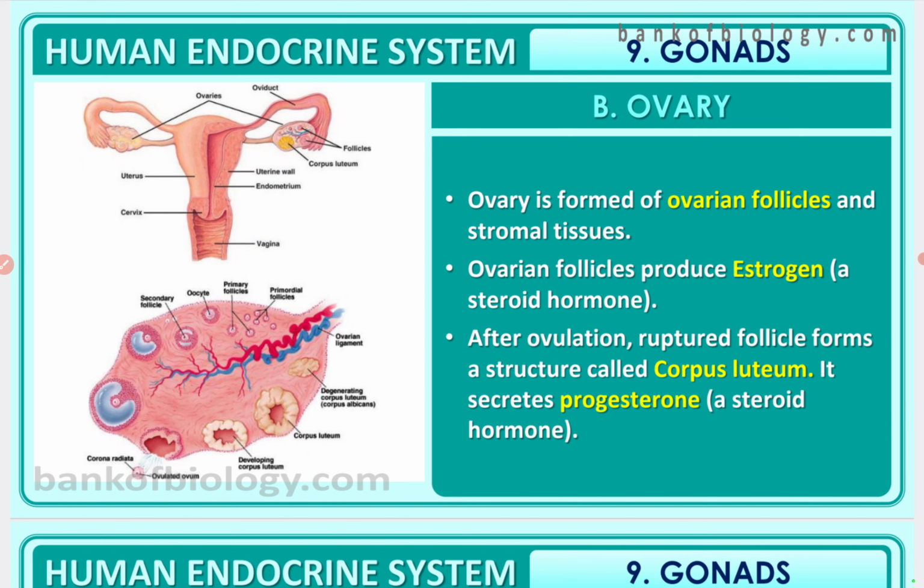Ovarian follicle produces estrogen, a steroid hormone. After ovulation, the ruptured follicle forms a structure that is called corpus luteum. It secretes progesterone, which is also a steroid hormone.